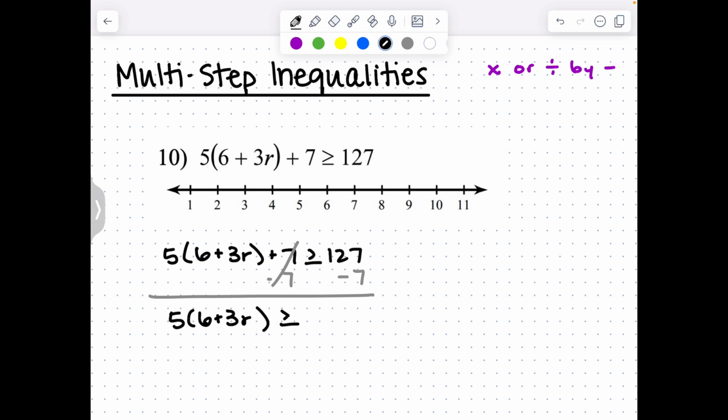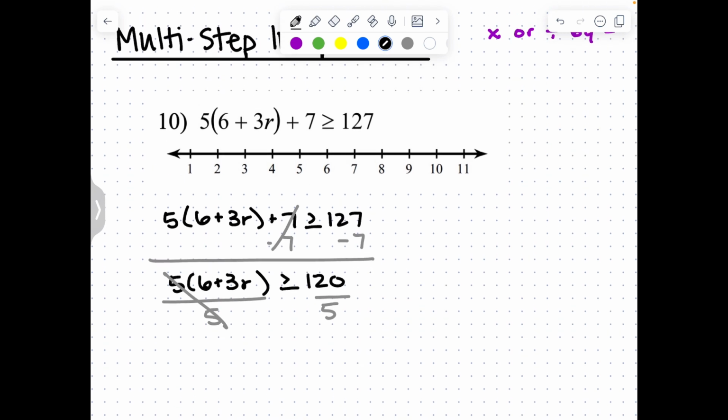127 minus 7 is 120. And then shoot, let's get real crazy and divide both sides by 5. It's probably not the step you would take, but I'm going to do it because that's the beauty of algebra. You can do anything you want as long as you do it to both sides. Now, some strategies or steps are more helpful than others, but I already saw this is going to work out nicely. So 120 divided by 5 is 24.